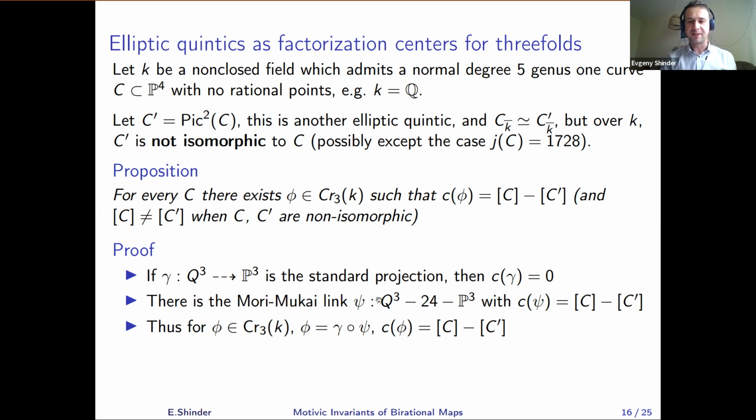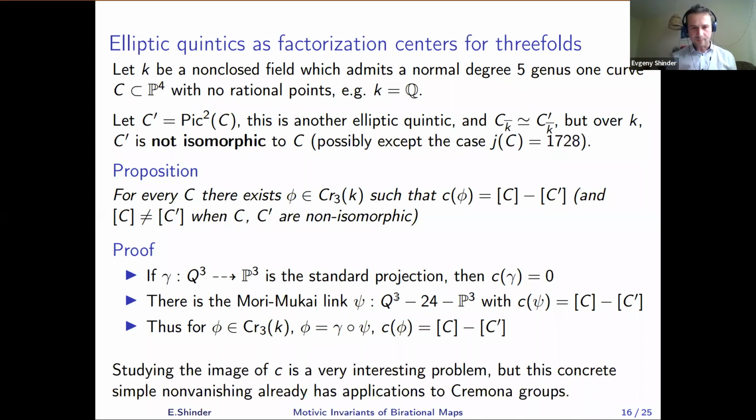Mori-Mukai don't emphasize that these are different curves. They work over complex numbers, but over non-closed fields, one sees that the curves are what I explained. So in principle, we would want to know the image of our invariant and which maps we can distinguish. But in fact, as I'll be showing at the end, such non-vanishings already have interesting applications to Cremona groups because they show the existence of certain elements inside Cremona groups.